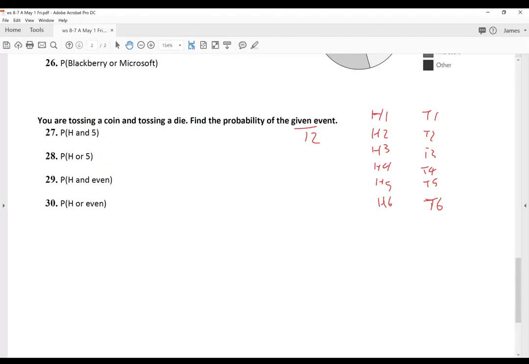So let's do the and or again. So 29 and 30. What's the chance? Probability, the P stands for probability. What's the probability? What's the chance that you're going to get both heads and even number? Well, how many heads and even are there? You got to have heads and at the same time even. So that'll be these 3. That's it. So it's 3 out of 12, and then you can reduce that. And you're going to get 1 out of 4.